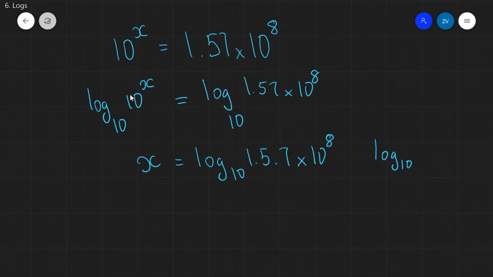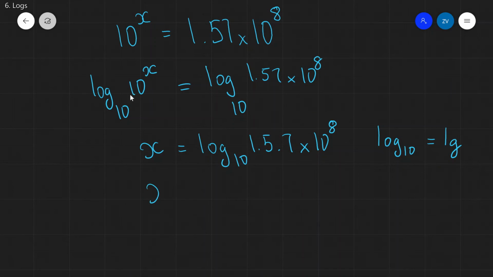something is denoted as simply LG to save some space. So what I'm going to say is that x is equal to log base 10, which is LG, of 1.57 times 10 to the 8. This LG can be a little bit confusing, but all it is is log base 10 of that number.